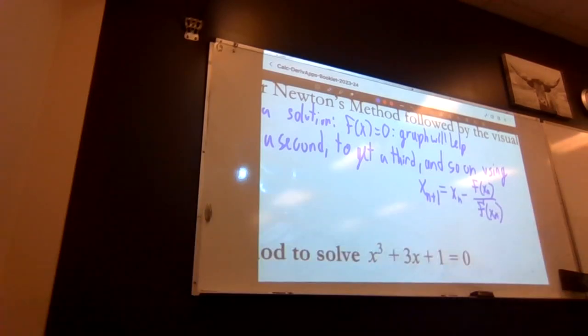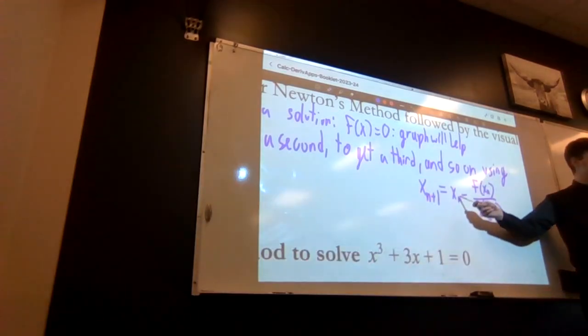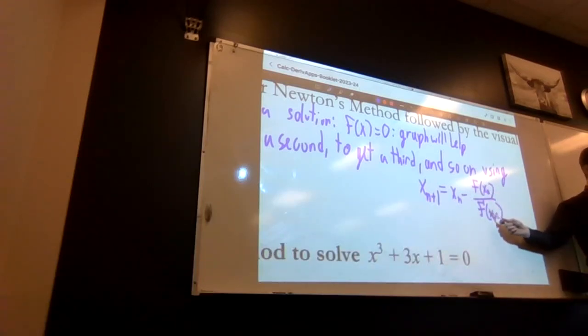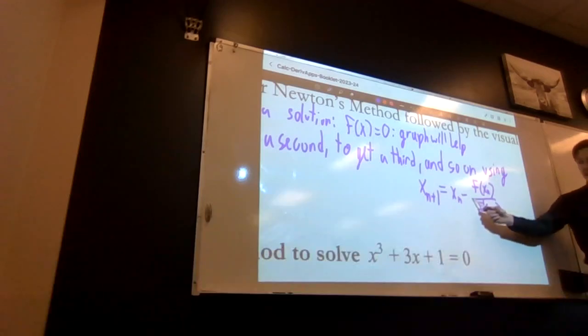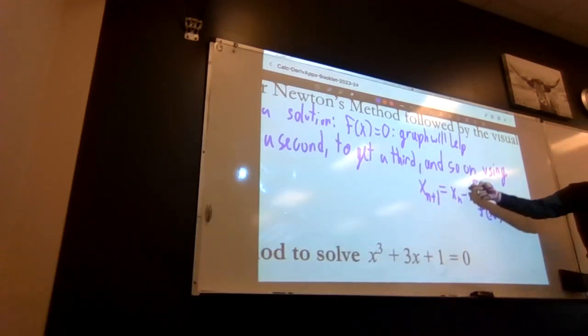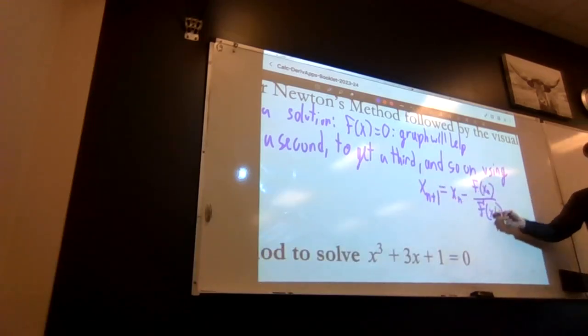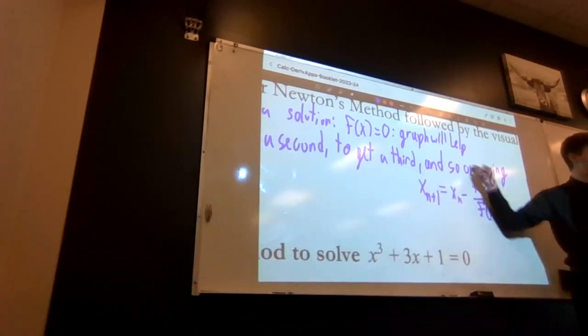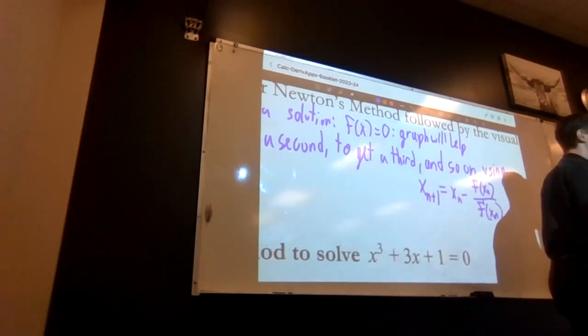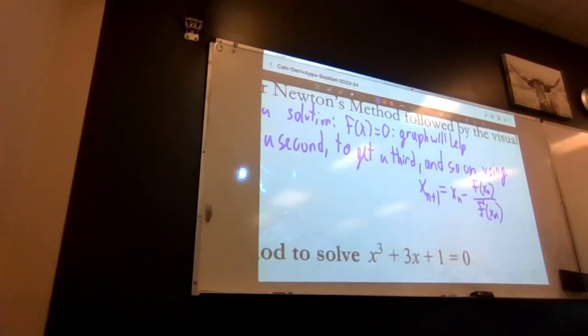So basically, this number right here is our guess. We're going to input that guess into the function itself, and then input it into the derivative. And we subtract that, and that gives us our next number. Then we're going to put that number right back in here, and find the next one. And we're going to continue to do that until we reach what we believe is a good 0. And I will show you how to find out if we think that's a good 0 or not.